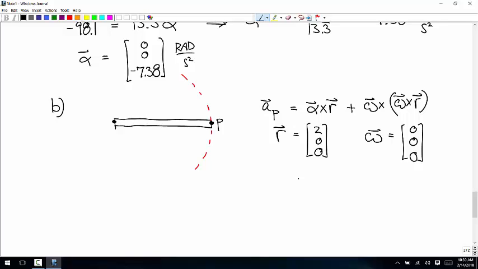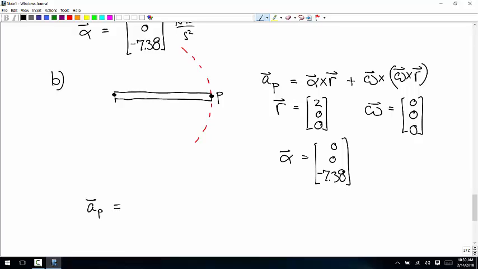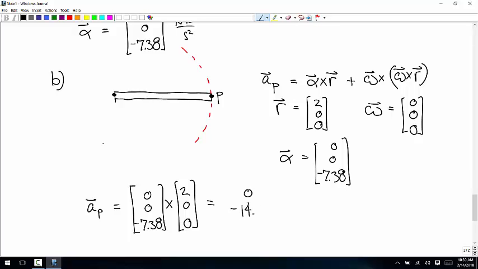Yes, that's right. Actually, I'll do one at the end where we'll say that it's initially moving with some speed, and we'll see that that'll affect not just the acceleration of that point P, but also those reaction forces. Our alpha is what we just calculated, 0, 0, negative 7.38. So the acceleration of the point P is 0, 0, negative 7.38, crossed with 2, 0, 0. And that is 0, negative 14.76, 0 meters per second squared.